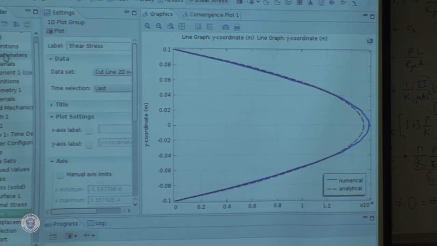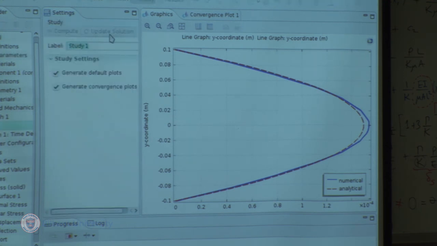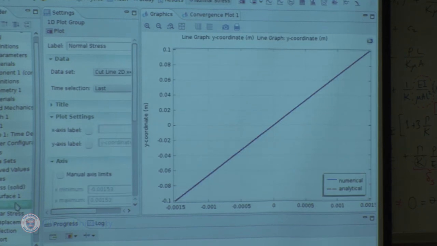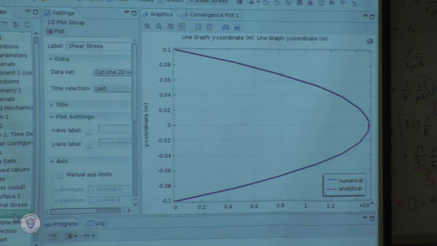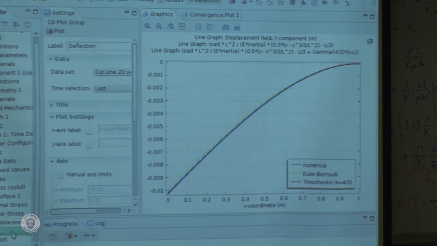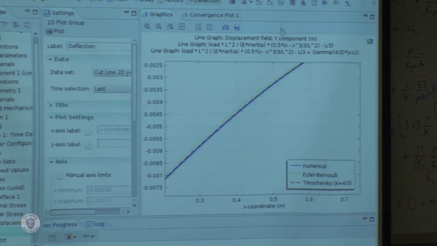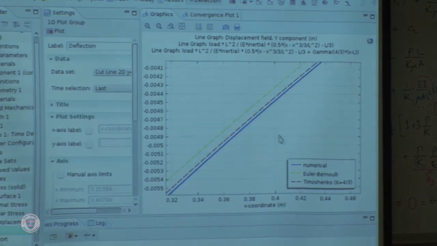Okay? Let me go ahead at this point and actually choose a different point, let's say point 5, and update these plots. Perfect match of normal stresses, almost perfect. Very, very good match of shear stresses. If you look at displacement, very good match of displacements. And if you look at deflection, Timoshenko versus beam theory, right? It's a very close match, better than Euler-Bernoulli.